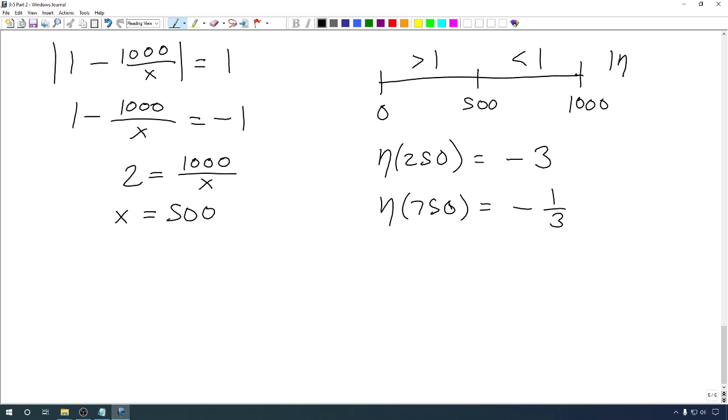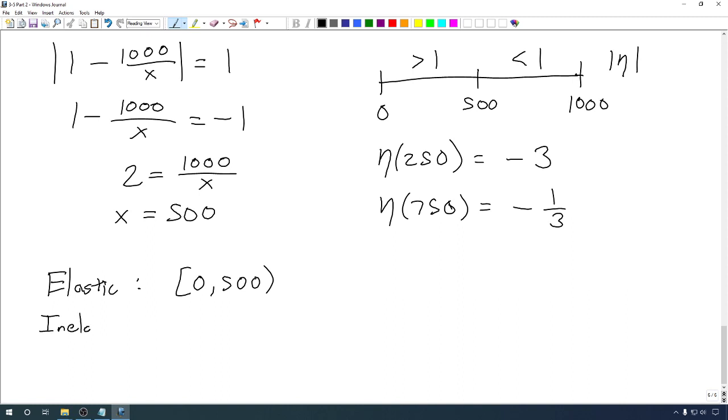So this number line represents the absolute value of eta. I'm trying to use some of the same ideas we've been dealing with when looking at critical points, increasing, decreasing, and concavity, but in this slightly different context. What this is saying is that it is elastic on the interval 0 to 500, specifically not including 500. At 500, it is unit elasticity.